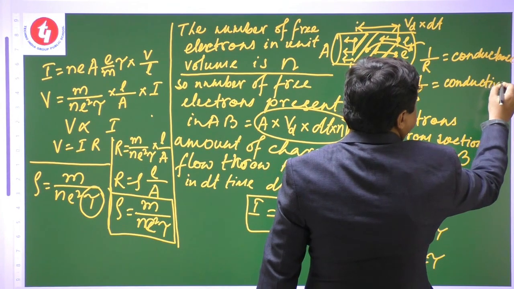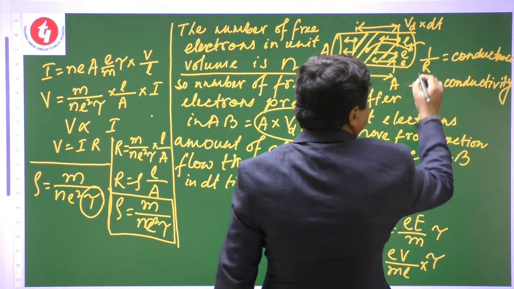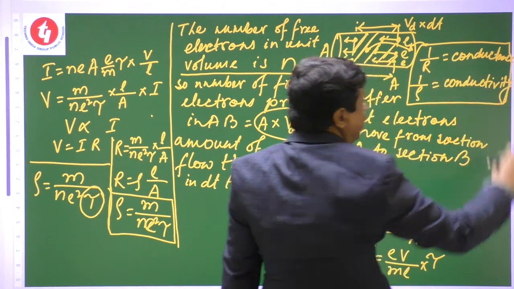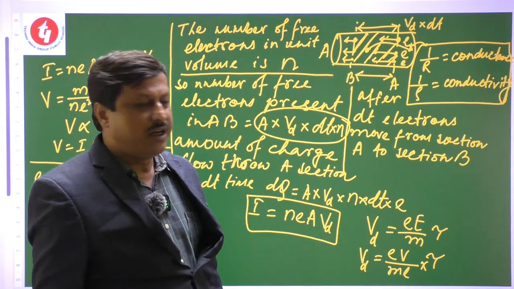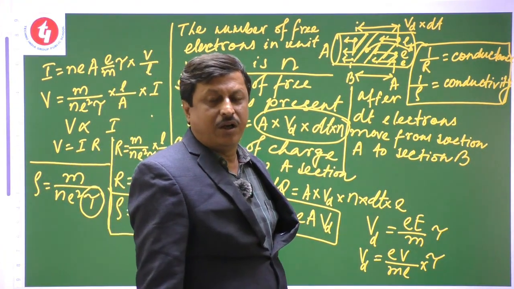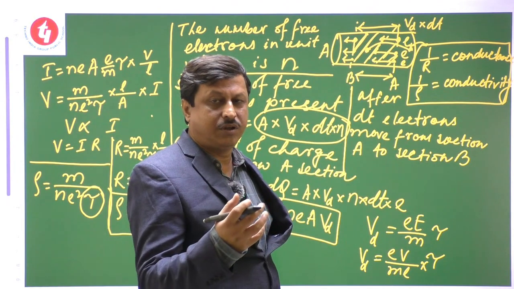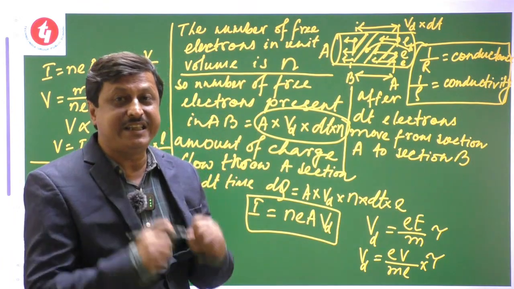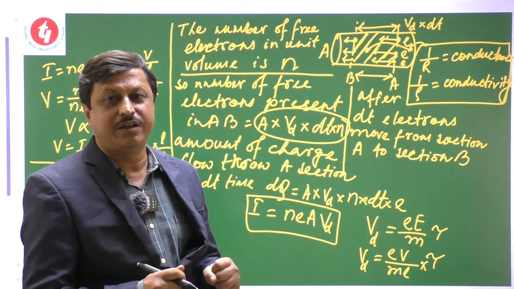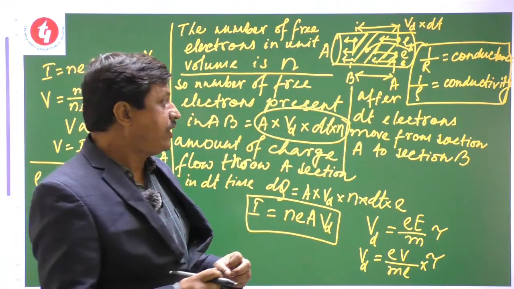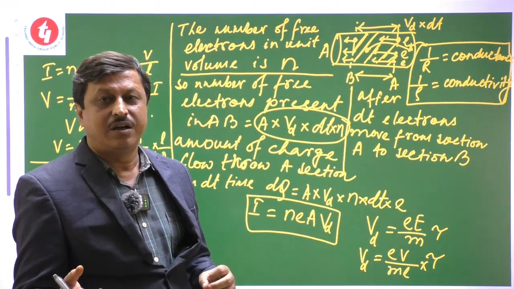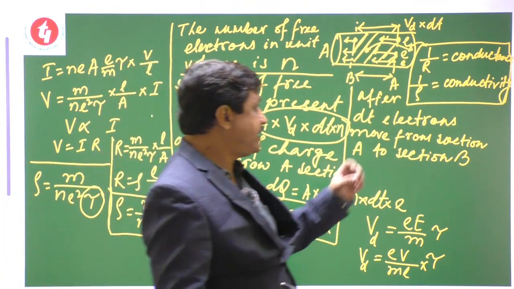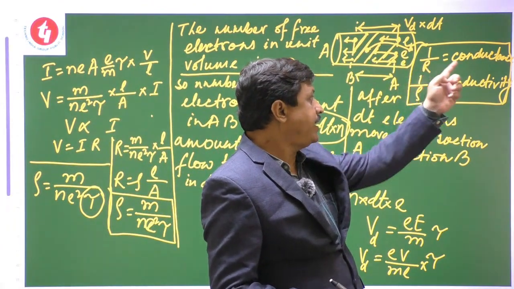These two are also important. 1 by R is conductance. Basically, what is resistance? Resistance is the property which can resist the flow of current. That means if resistance increases, current will decrease. So 1 by R is conductance.